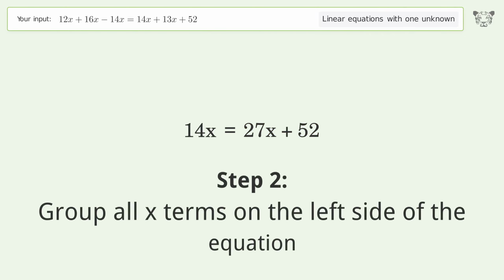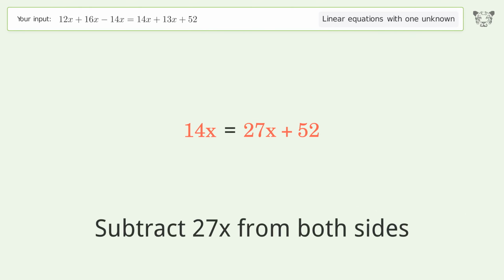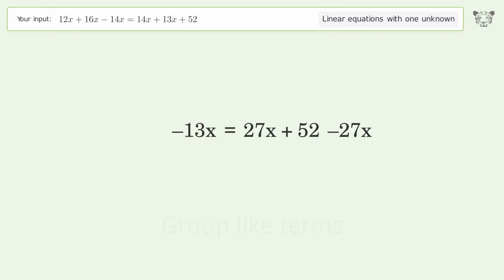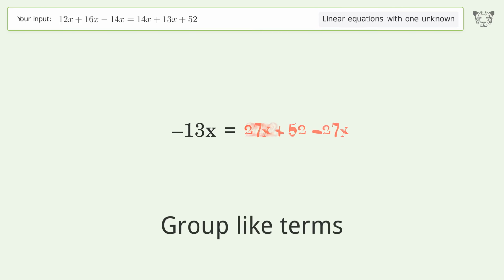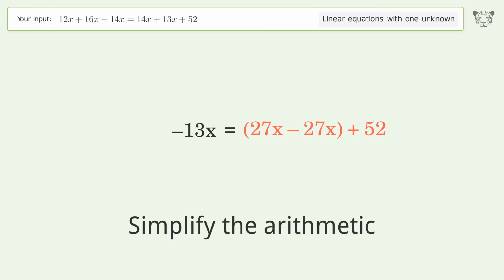Group all x terms on the left side of the equation. Subtract 27x from both sides. Simplify the arithmetic. Group like terms. Simplify the arithmetic.